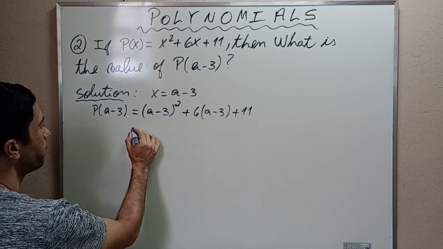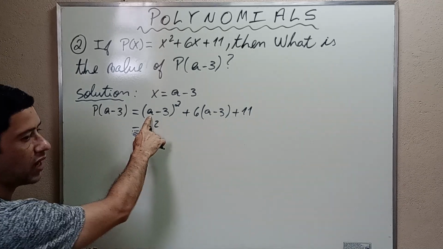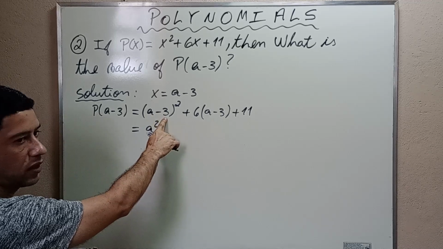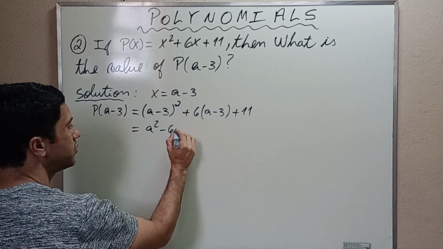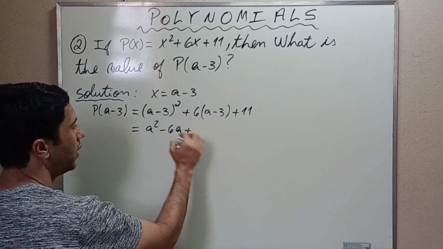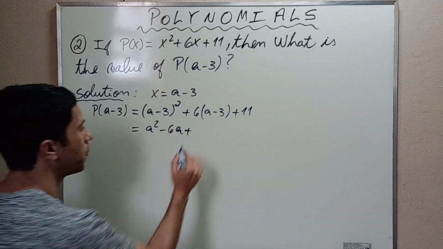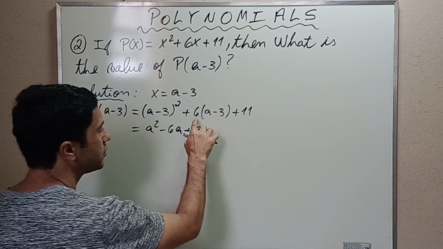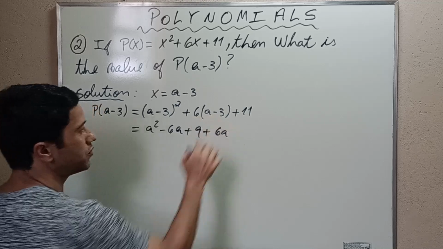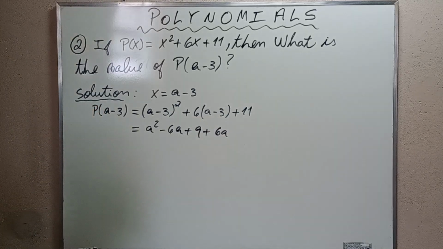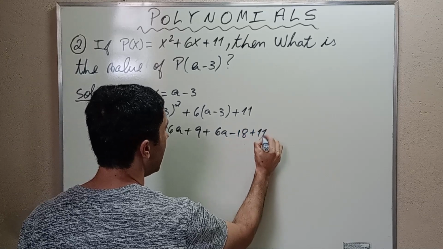It is going to be a squared minus 2 times a times 3. Then it is negative 6 times a plus 3 squared. 3 squared is 9. Plus 6 times a, 6a, 6 times negative 3, negative 18. Plus 11.